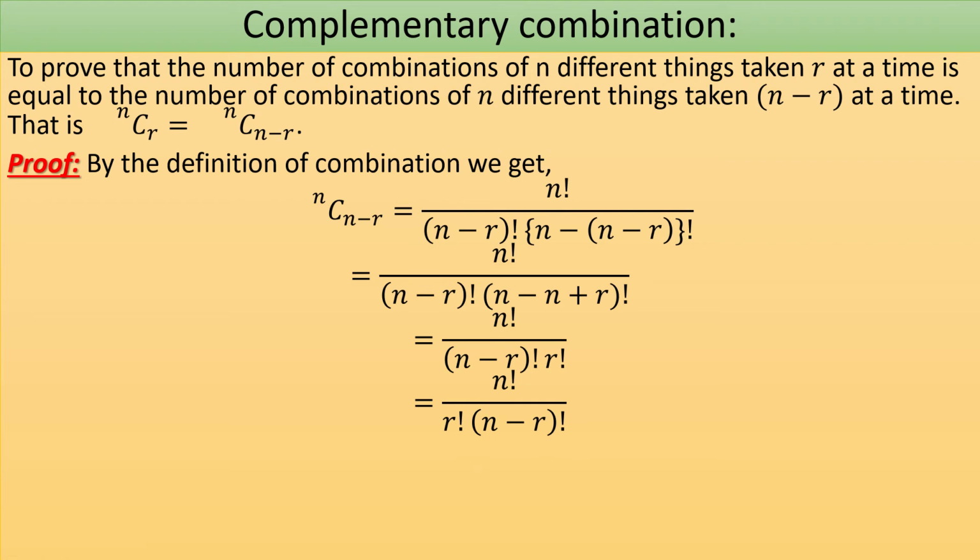I have just rearranged here. At first I have written r factorial, then (n minus r) factorial. So n factorial divided by r factorial into (n minus r) factorial, we can write nCr. That means this and this are equal. Therefore nC(n minus r) is equal to nCr, or nCr is equal to nC(n minus r). Clear?